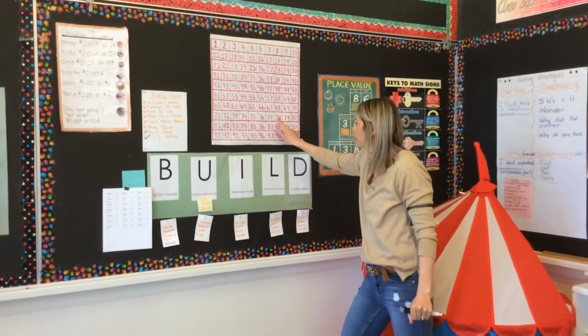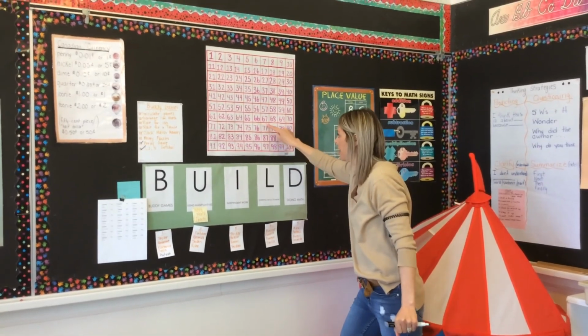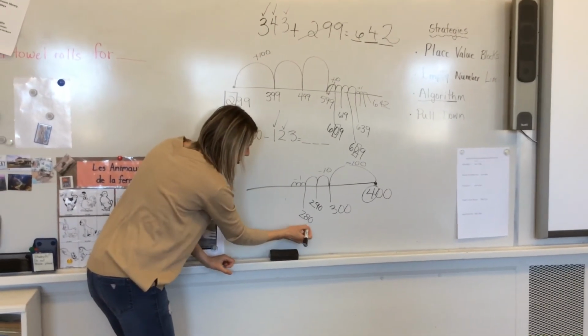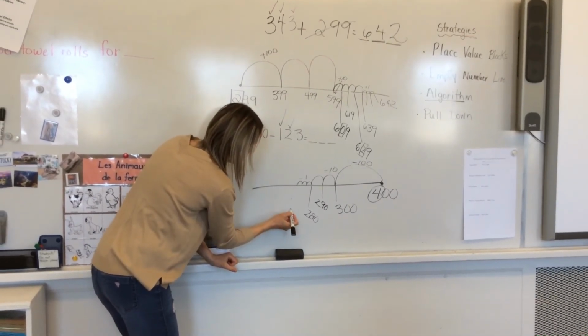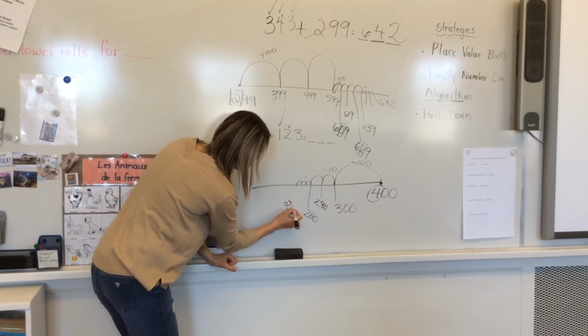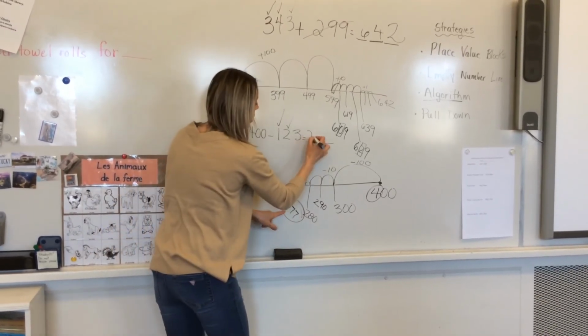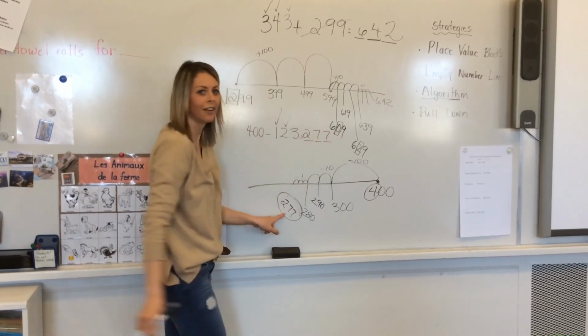Now backwards 3. So we'll find 80. 1, 2, 3. So we landed on 77. Would it make sense to just say 77? Not really. 280 minus 3 is 277. So I circle my answer and I record it over there. Voila!